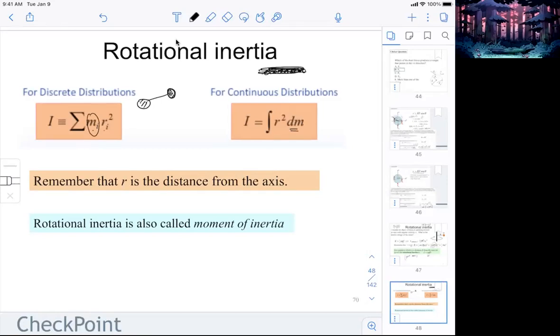Okay. But luckily in here, we never really had to do all of the calculation from scratch. The usual shapes that there are, like a disc, like a sphere, like a cylinder, like a hoop, all of these rotational inertias have already been calculated. And what we need to do is simply use the formula. Okay. Rotational inertia has another name called moment of inertia, just so you know that it can be referred to by another name.